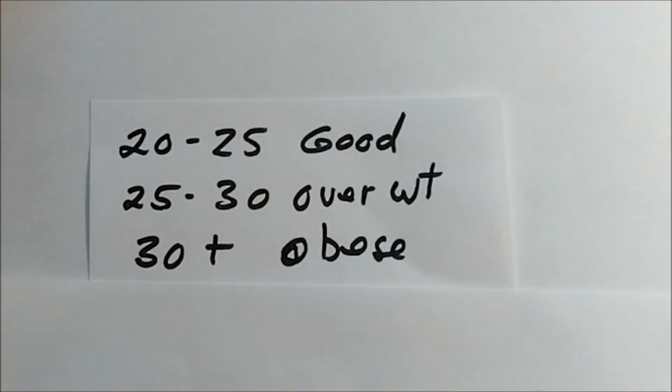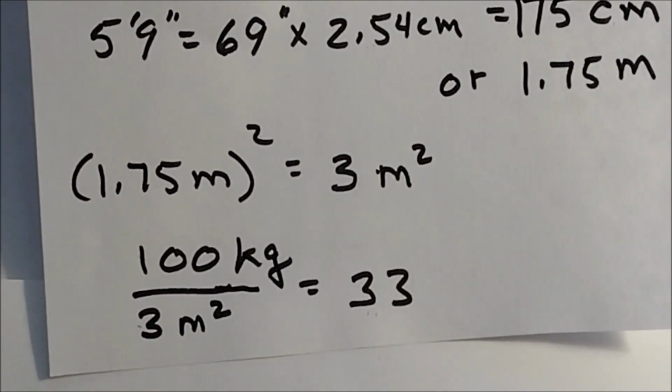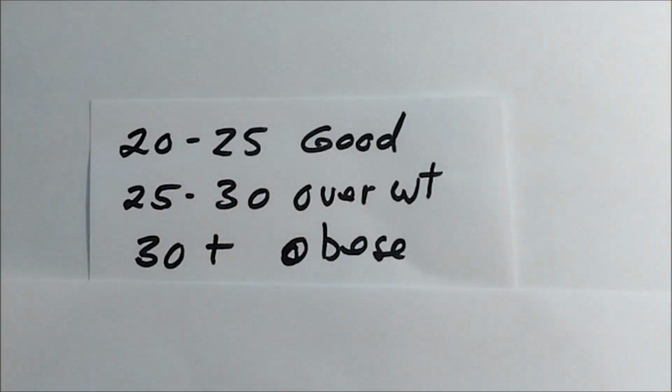So, in our example back here, as you recall, we came up with 33 for this 220-pound, 5 foot 9 person. Would he be obese? Yes, he would, because he's 33. Anyway, you can try this on yourself, your friends, and your family, and see what their index is, body mass index.